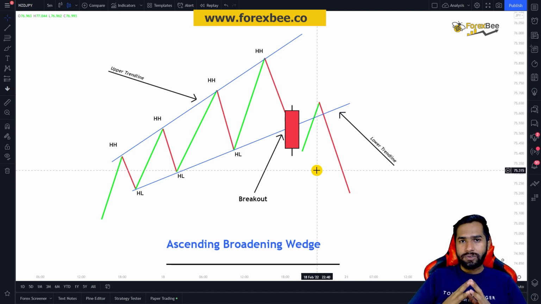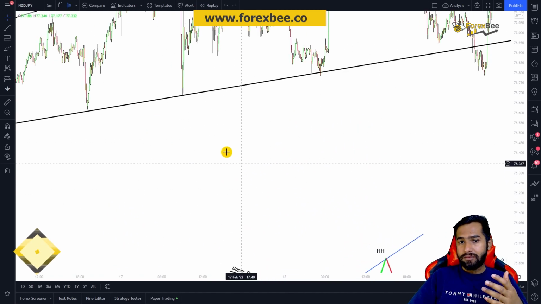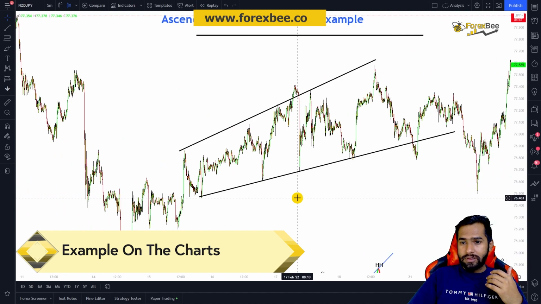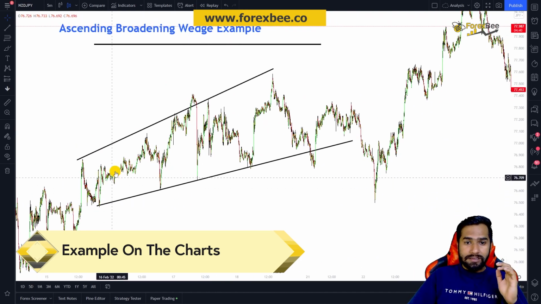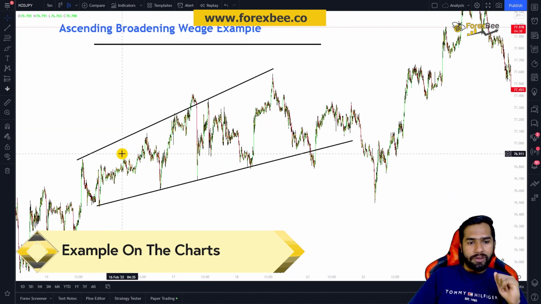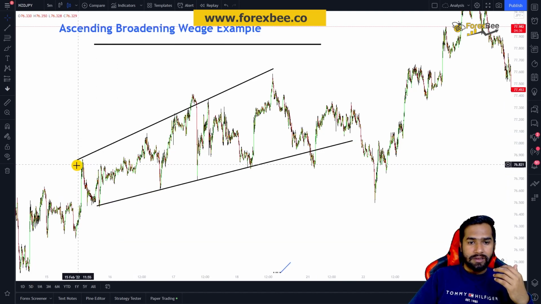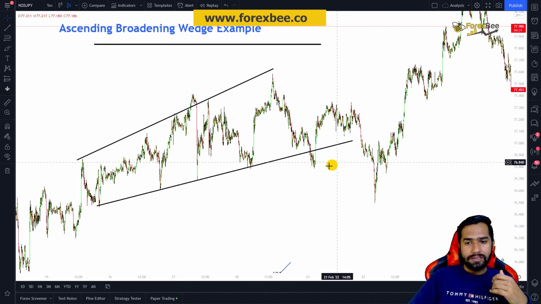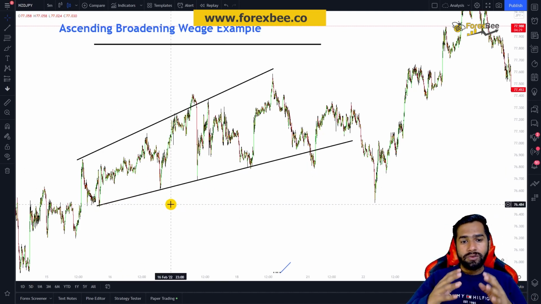Now let me just go towards the chart and show you how you can detect this on real-time charts. And let me just go upward, and let me just zoom out a little bit. So here you can see that there is an ascending broadening wedge pattern forming here, because here you can see the clear formation of these higher highs and these lower highs. And one thing you can notice here is that every next wave is bigger than the previous wave. So this is a valid ascending broadening wedge pattern.